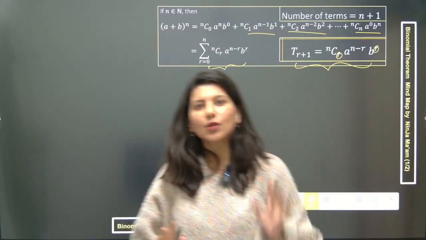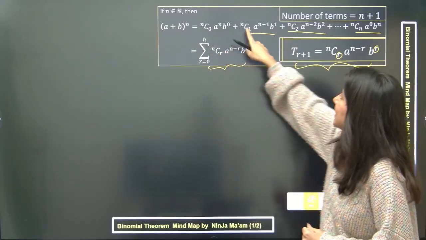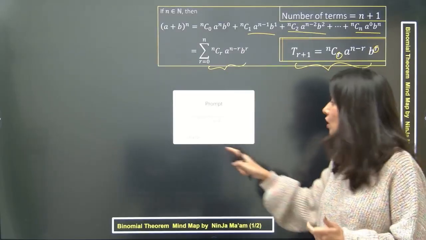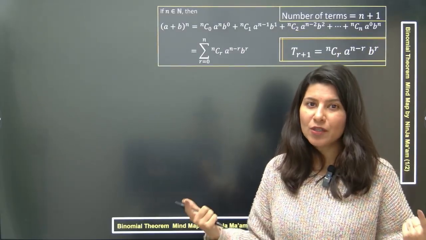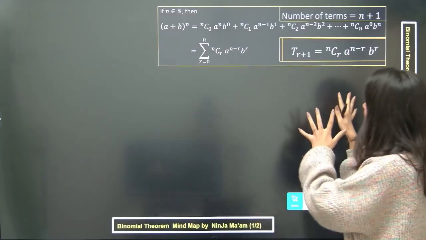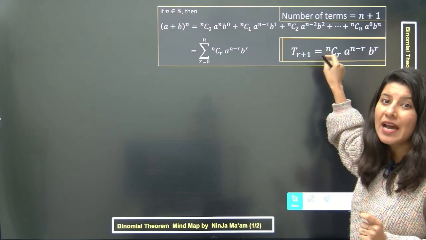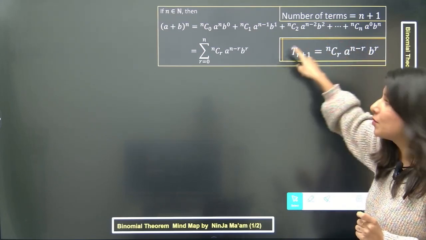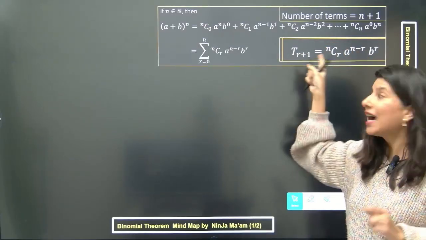Now that you already know that these are your binomial coefficients nC0, nC1, nC2 and all the way up to nCn, why not talk about the properties of binomial coefficients? By the way, the questions from binomial theorem are most asked from the general term formula. This is the general term formula, so this is a highly frequently asked topic.